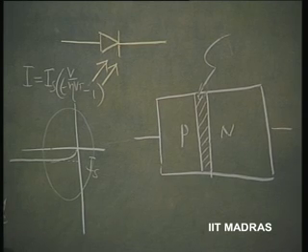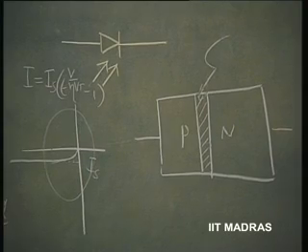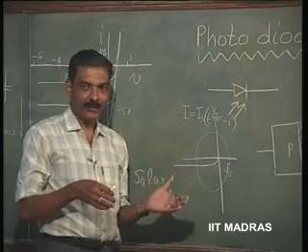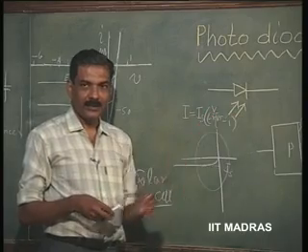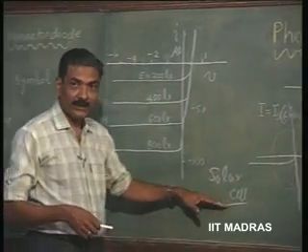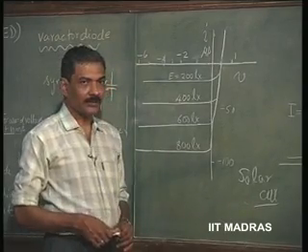This can also be used to convert light energy into electrical energy. Also for measurement of light, you can use this as a transducer, apart from using it as a battery. These are the various important applications of the photodiode.